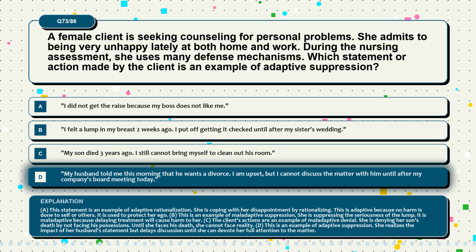B. This is an example of maladaptive suppression. She is suppressing the seriousness of the lump. It is maladaptive because delaying treatment will cause harm to her. C. The client's actions are an example of maladaptive denial. She is denying her son's death by not facing his possessions. Until she faces his death, she cannot face reality. D. This is an example of adaptive suppression. She realizes the impact of her husband's statement, but delays discussion until she can devote her full attention to the matter.